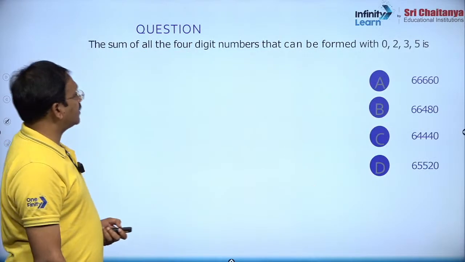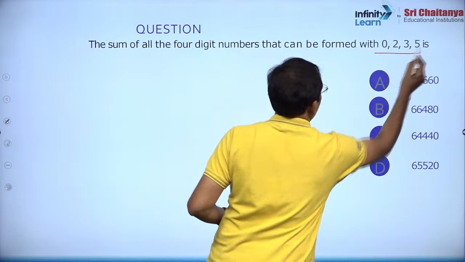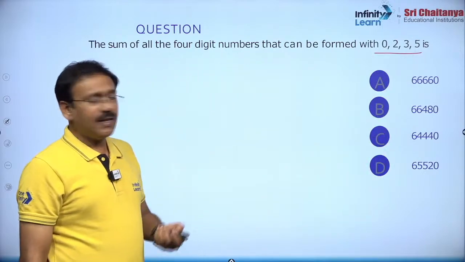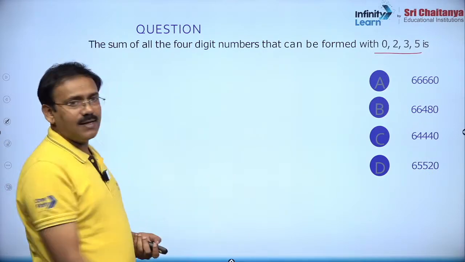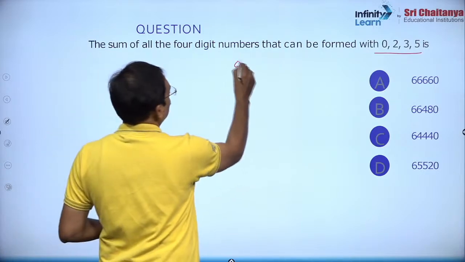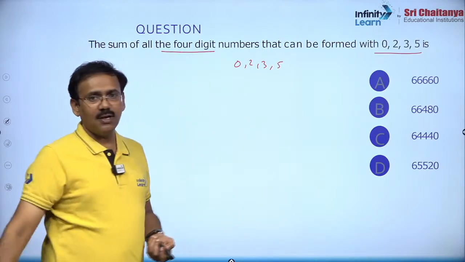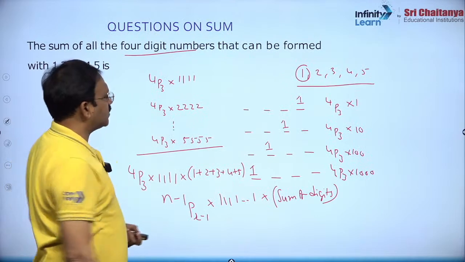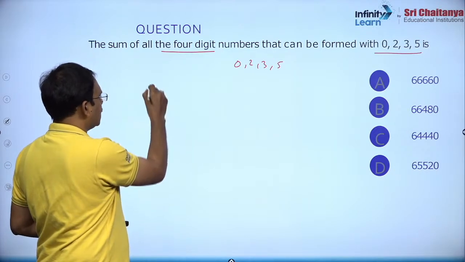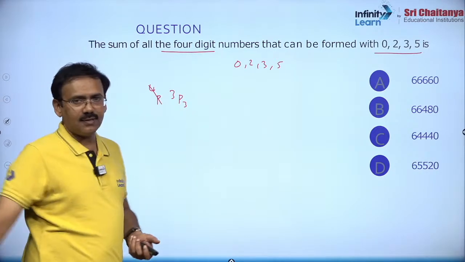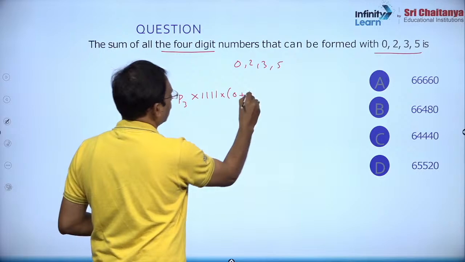Okay, right? Next, the sum of all the 4-digit numbers that can be formed with 0, 2, 3, 5. You can do this by concept, or like in the earlier case, I am given 4 digits 0, 2, 3, 5, and I want the sum of all 4-digit numbers. By the previous shortcut, (n minus 1)P(r minus 1): 4 digits are there, that is 3P3, into 1111 into the sum of the digits 0 plus 2 plus 3 plus 5.